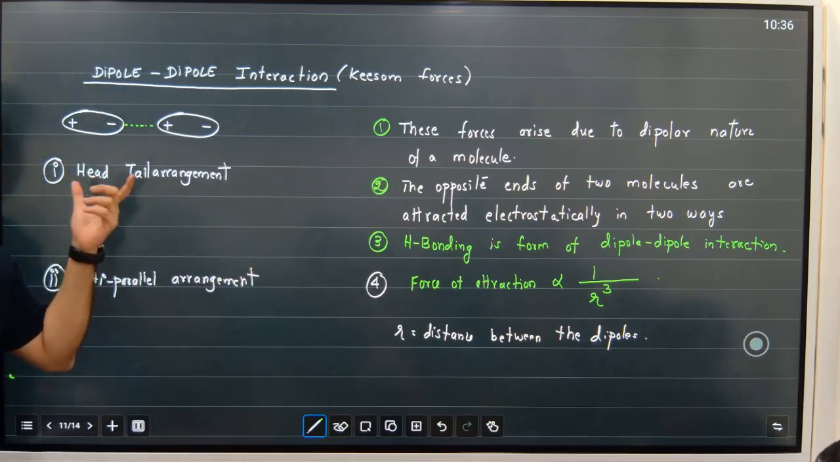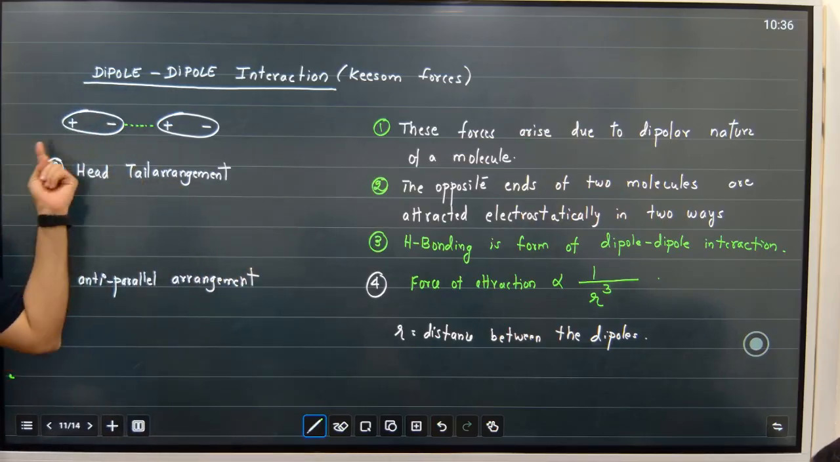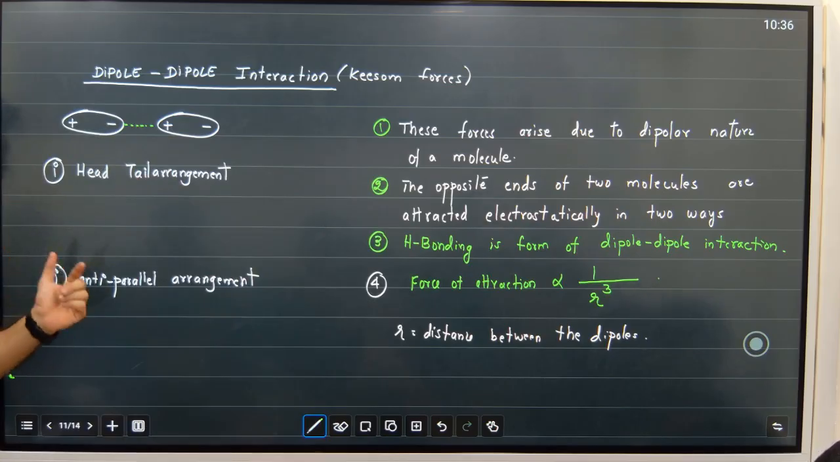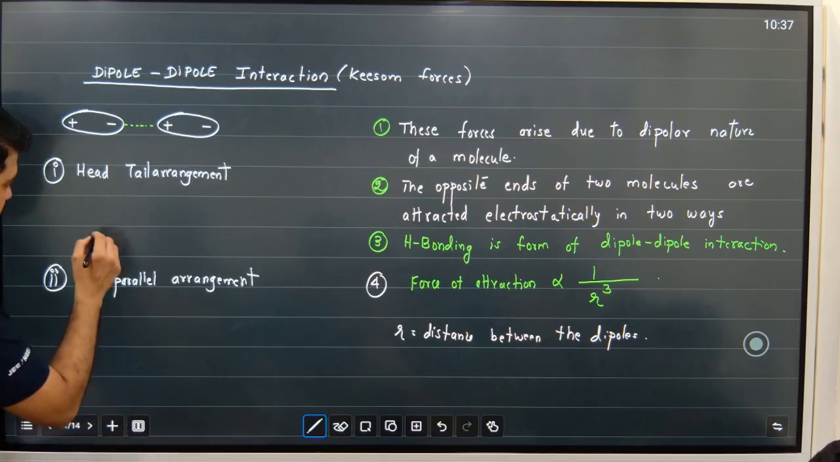Dipole-dipole interaction is of two types. एक हम बोलते हैं head tail arrangement, which is this. The other one is called as anti-parallel arrangement, which is like this.